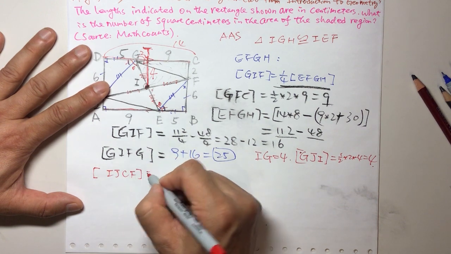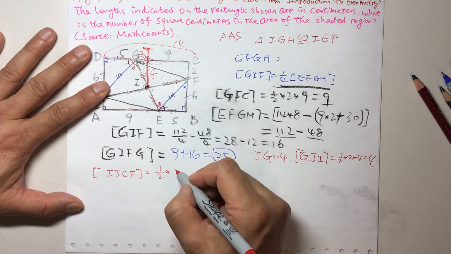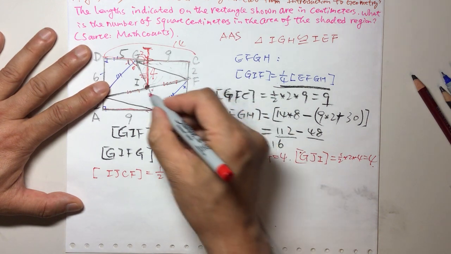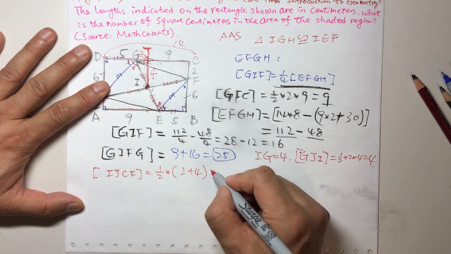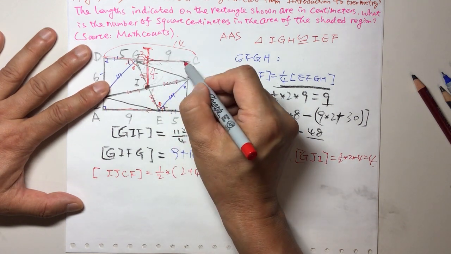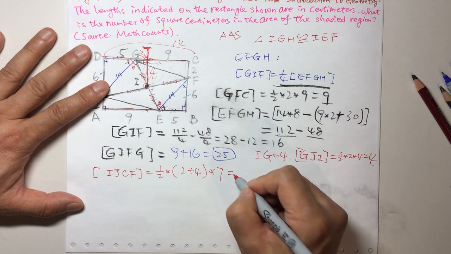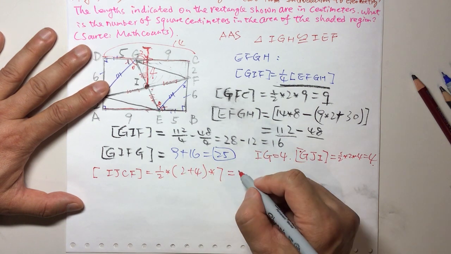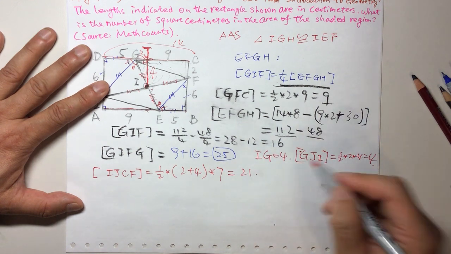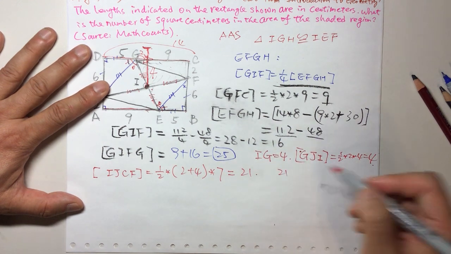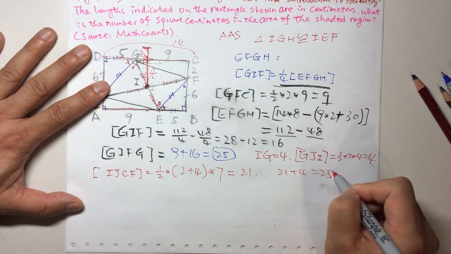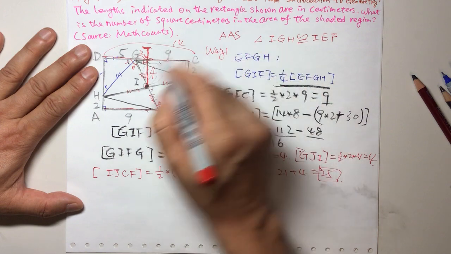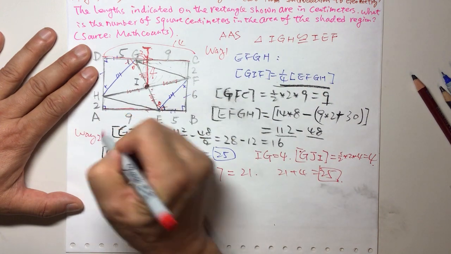IJCF, we know is 1/2 times, this is 2 plus 4, then times the height. How much is the height? Now it is 7, right? This is half of that, so that's 6 1/2, that's 3, times 7, 21. So the area we want is 21 plus 4, also 25, right? That's another way. So this we can call V1 and V2.